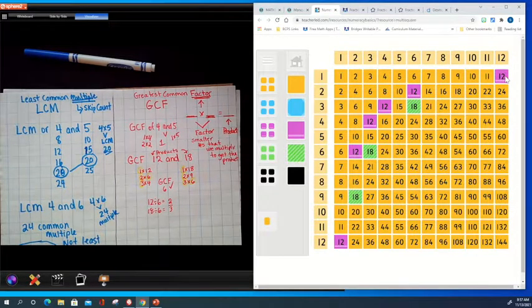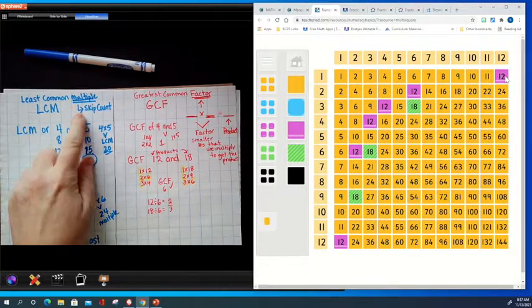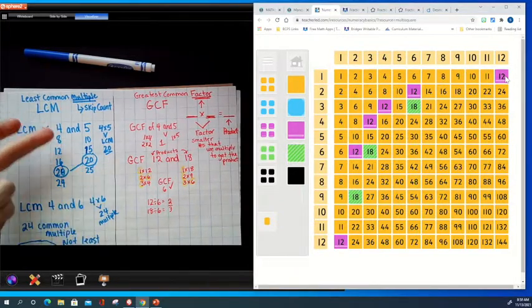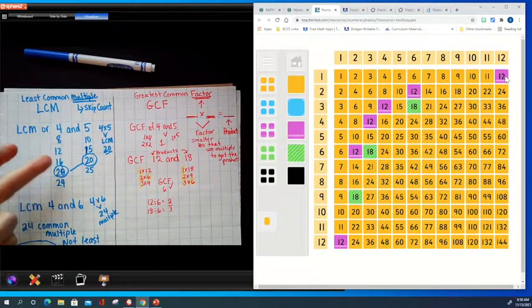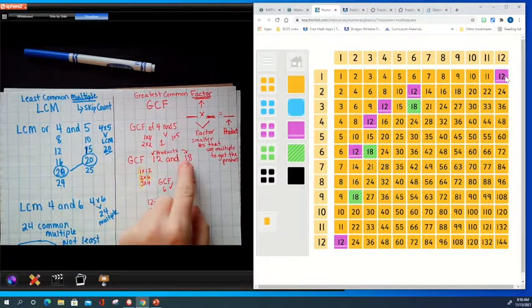So just make sure that you keep these two separate. LCM, least common multiple, you're skip counting. You're starting with the number and you're increasing. The greatest common factor, you're starting with the product and then you're actually looking for the factors that they have in common.